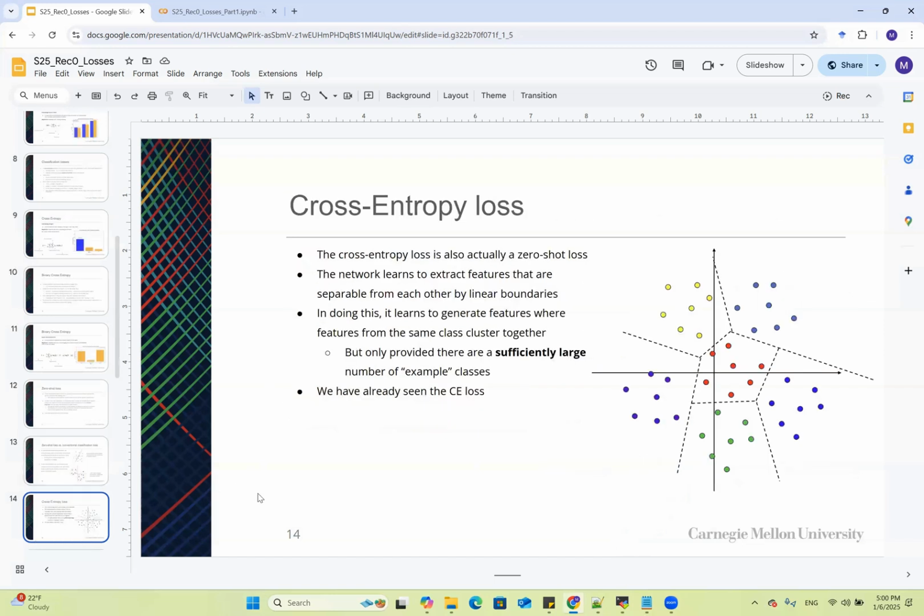The cross entropy loss is actually a zero-shot loss. The network learns to extract features that are separable from each other by linear boundaries. In doing this, it learns to generate features where features from the same class cluster together, but only provided there are a sufficiently large number of example classes. We have already seen this in the CE loss.